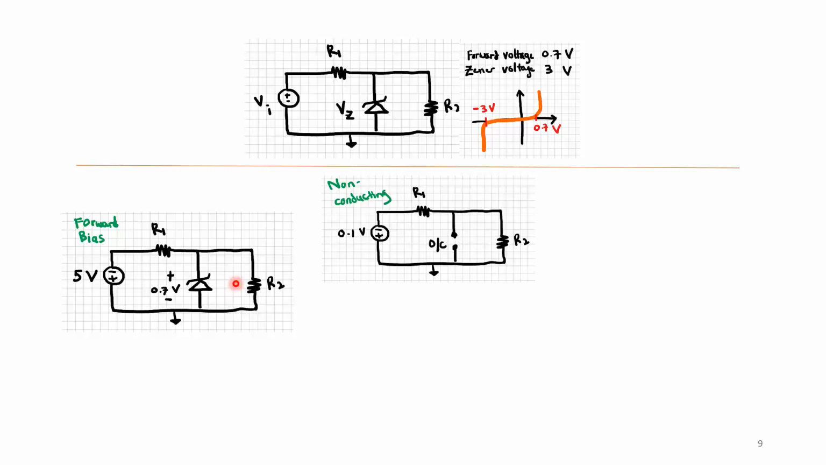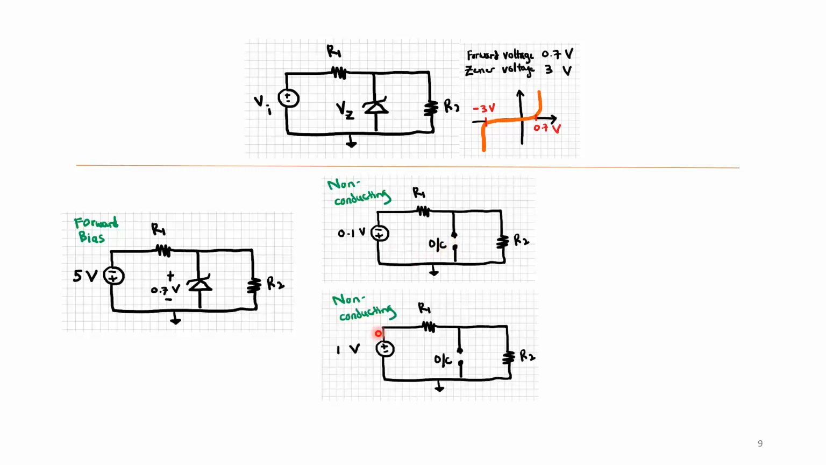But if I apply 0.1 volts, just like the other silicon diodes before this, the switching diodes, the signal diodes, if it is less, then it is not enough. Even though we have the positive terminal connected to the higher potential, it is not enough to turn it on because it is not enough to overcome the forward voltage. So the Zener diode becomes an open circuit.